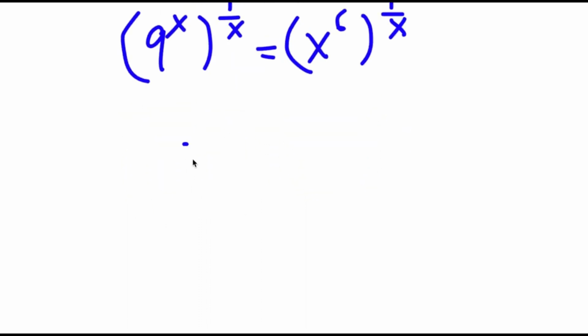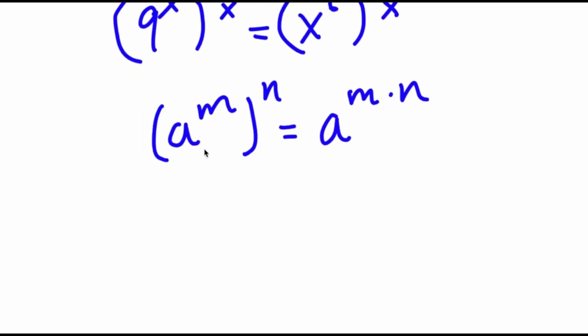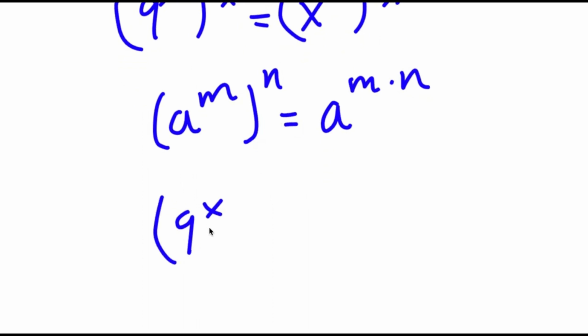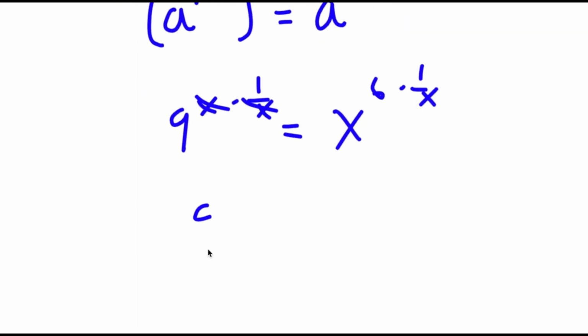Now, if I have something in the form (a to the power of m) to the power of n, this is equal to a to the power of m times n. So (9 to the power of x) to the power of 1 over x, that's going to equal 9 to the power of x times 1 over x. And (x to the power of 6) to the power of 1 over x, that's going to equal x to the power of 6 times 1 over x. Now x times 1 over x, these two cancel out, so I'm simply left with 9 is equal to 6 times 1 over x, which is 6 over x.